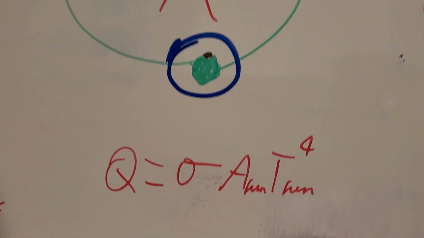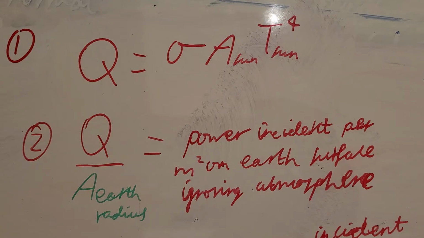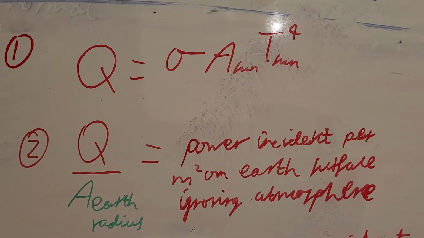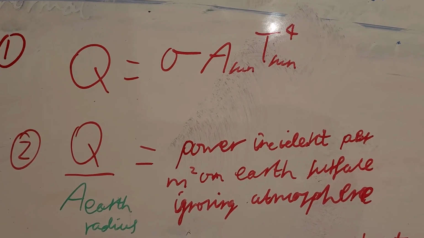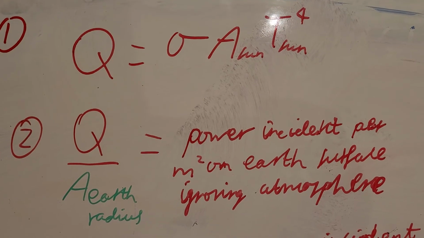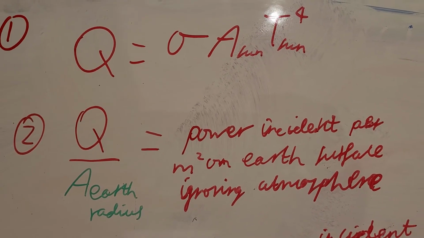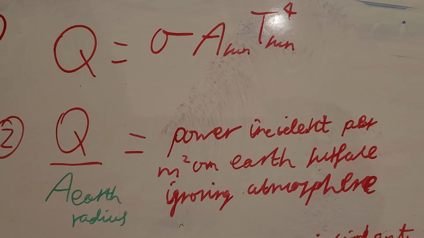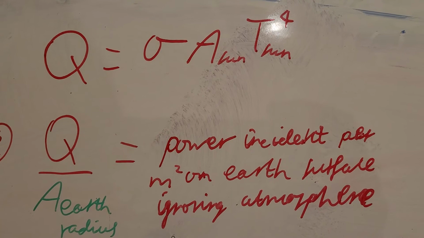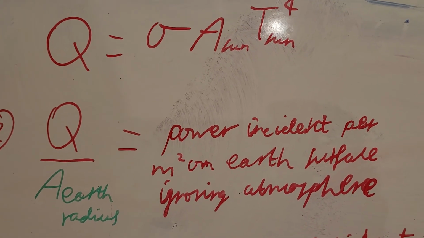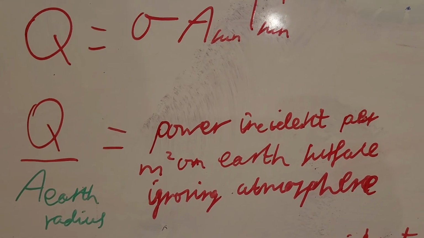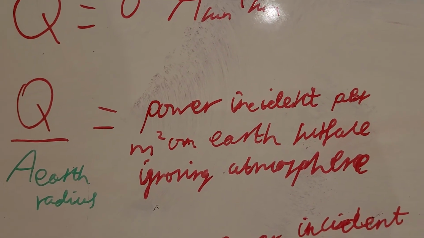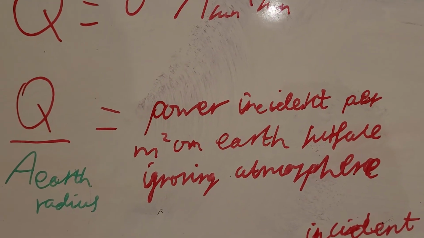So the first step is to get your Q by multiplying sigma by the area of the sun and the temperature of the sun to the power of 4. And then you divide that Q by an area which is caused by the Earth's radius. It's going to sound a bit strange, but imagine the surface of a sphere due to Earth's radius. That's the area you want to divide Q by, and you'll get the power incident per meter squared on Earth's surface. But this is ignoring the atmosphere.